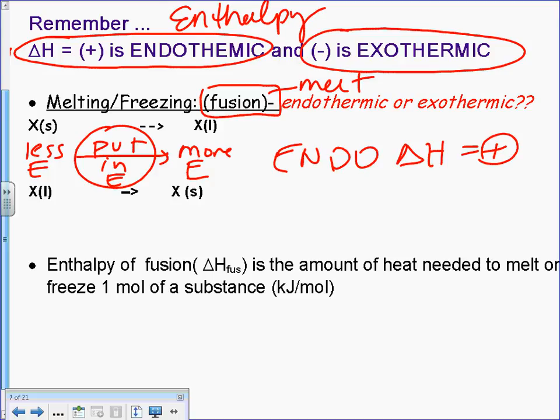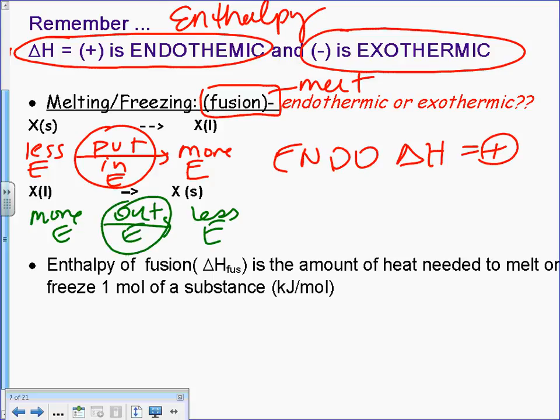So this one, guess what? It's just going to be opposite, guys. We have liquid going to solid. Who has more energy? Liquid has more energy. Solid has less energy. So what has to happen? Does energy go into that process to make it happen, or does energy come out? It's got to come out. Okay, so out with the energy. And so if energy is exiting, it's exothermic. Delta H is negative.